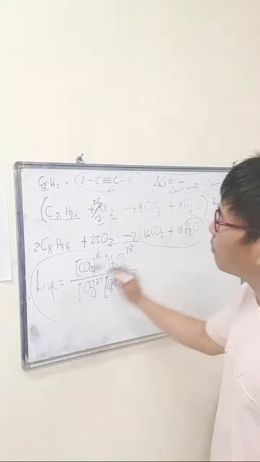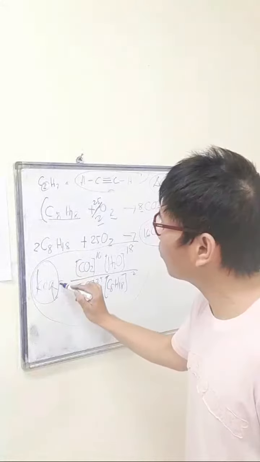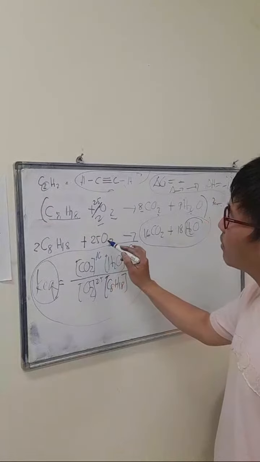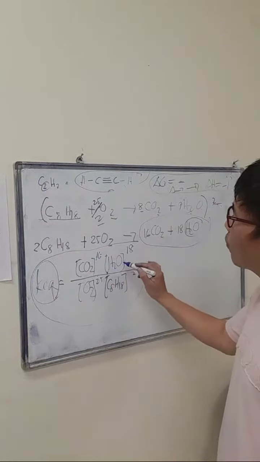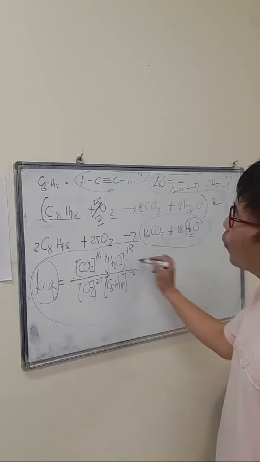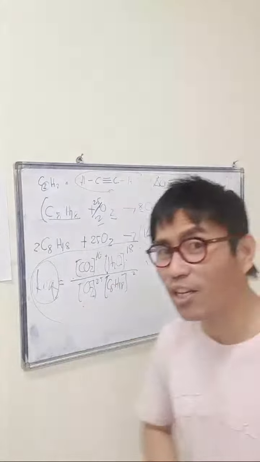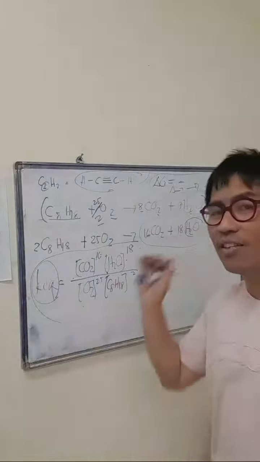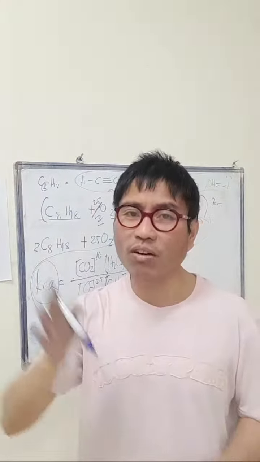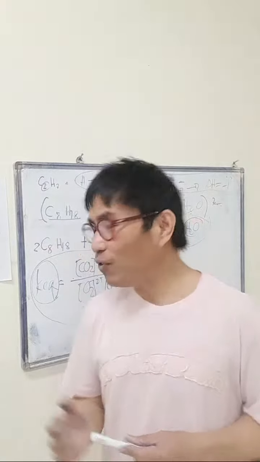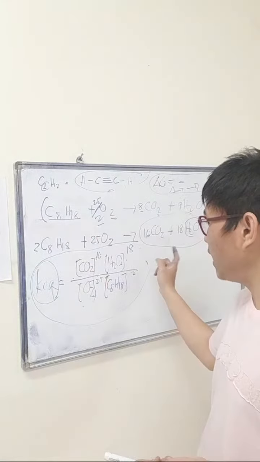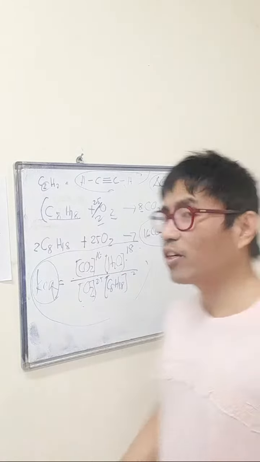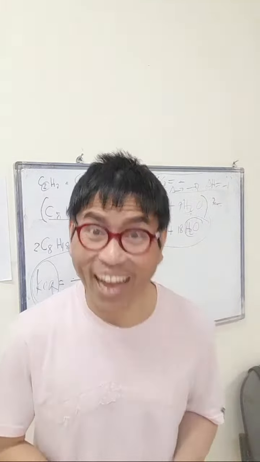So, the chemical equilibrium constant of gasoline in a combustion process will be equal to the concentration of carbon dioxide raised to the power 16 times the concentration of water raised to the power 18, over the concentration of oxygen gas raised to the power 25 times gasoline raised to the power 2. Now, if you have the concentration of each of carbon dioxide, water, oxygen, and the gasoline, then you can solve for the equilibrium constant.